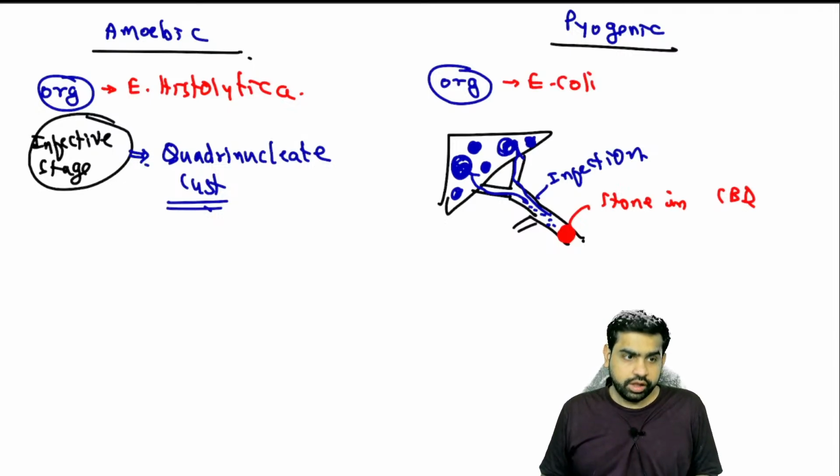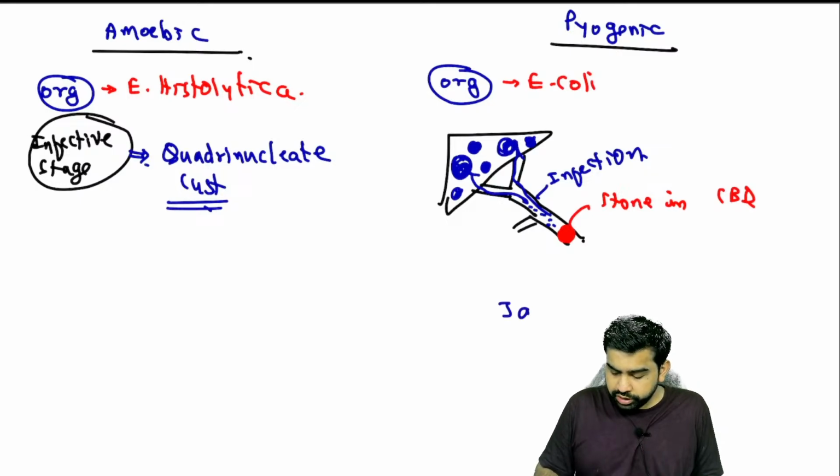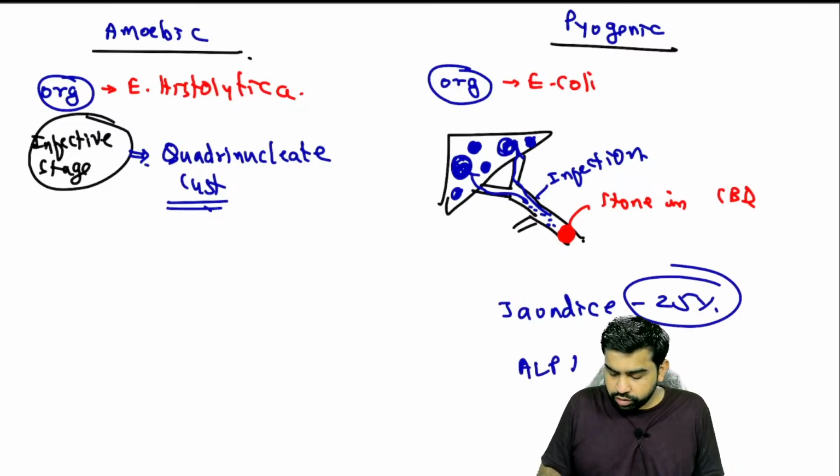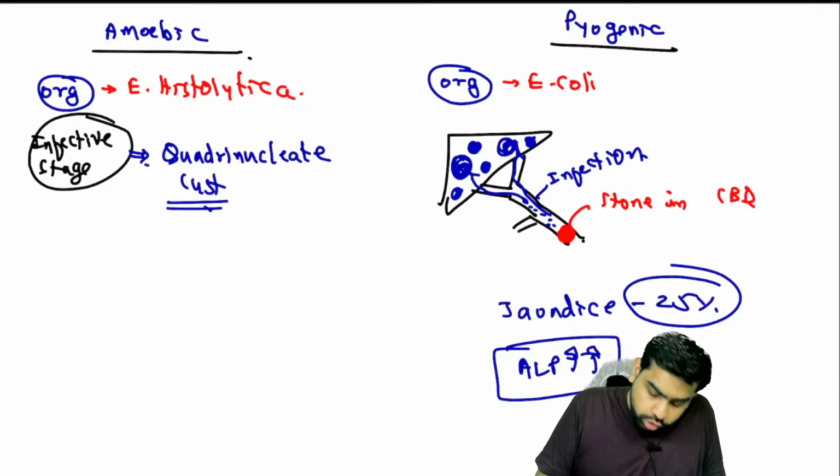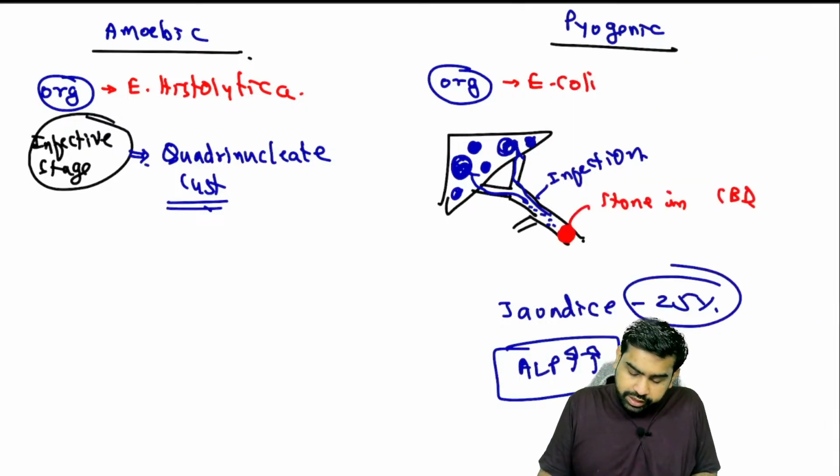In the pyogenic liver abscess, this is more associated with jaundice. Jaundice is present in 25% of the patients, and that is why the alkaline phosphatase levels are high in the pyogenic liver abscess. ALP levels are high because jaundice is associated with around 25% of the patients. Now let's talk about the amoebic liver abscess. What you need to understand is this quadrinucleate cyst.